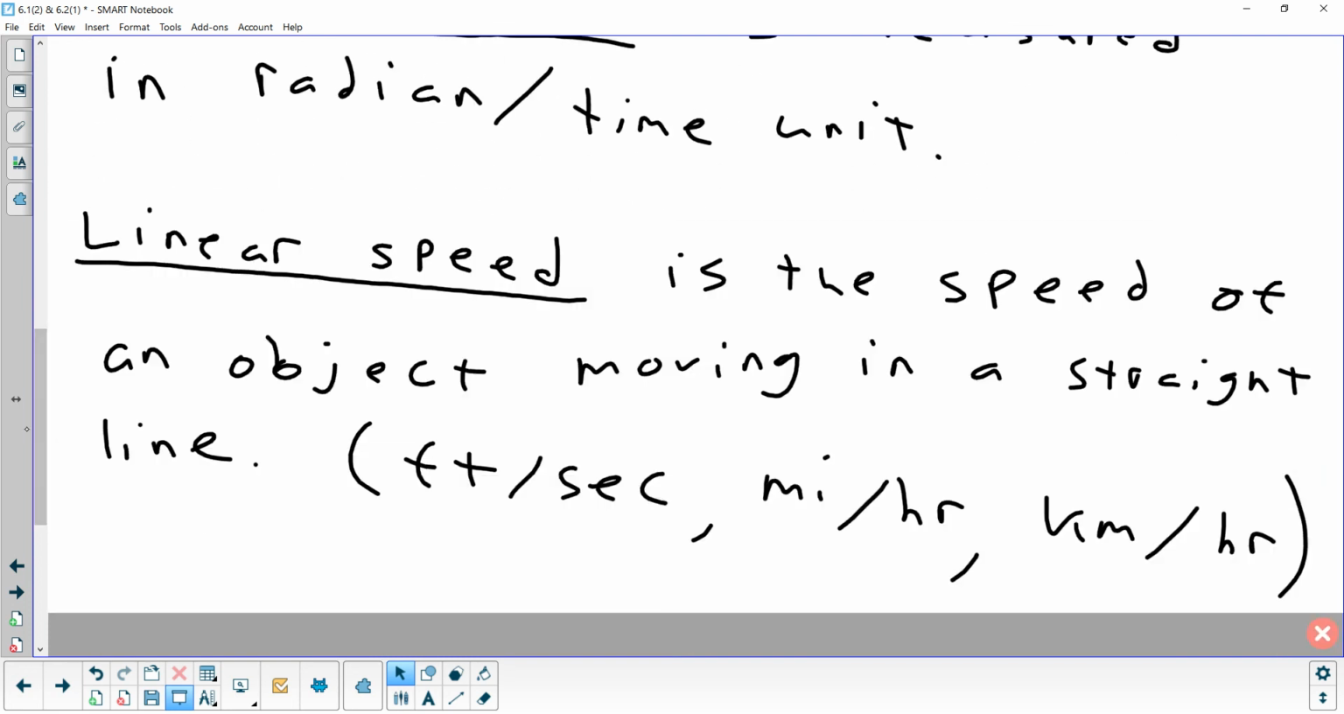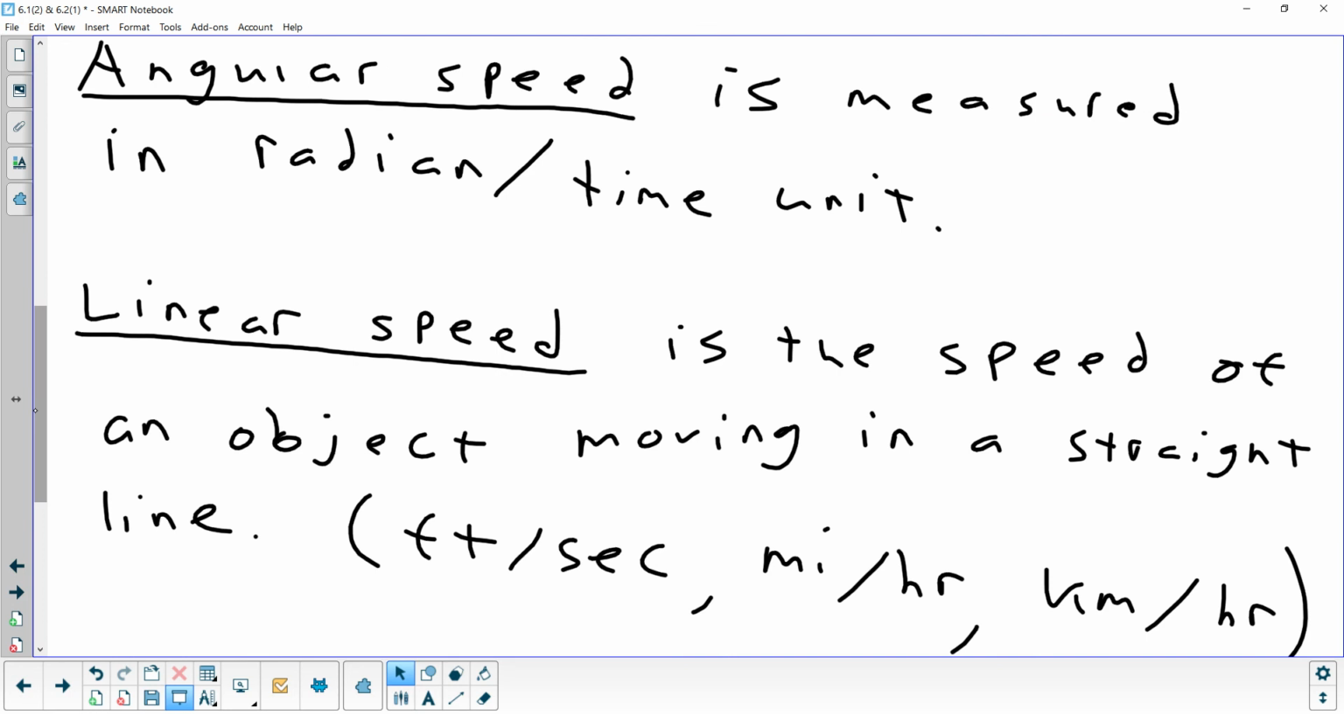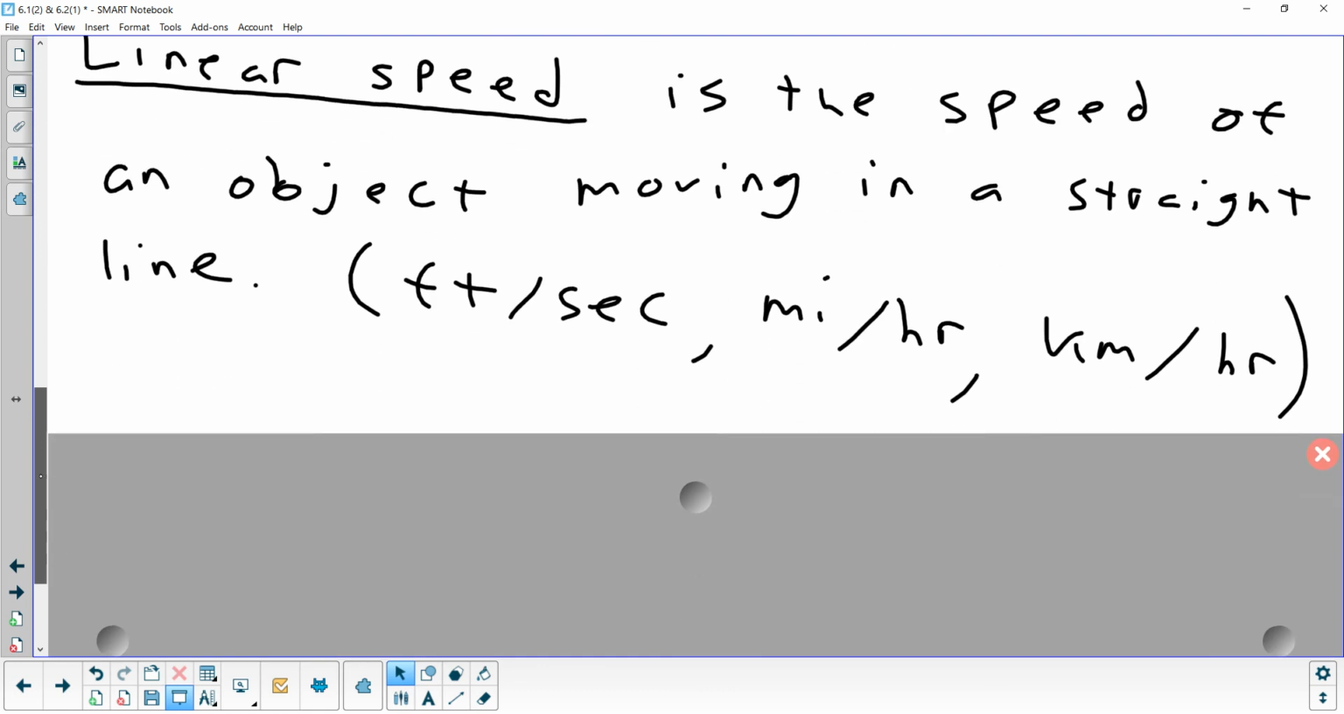So linear speed, that's a little bit different. That measures the speed of an object moving in a straight line. And units we use for that are units that you would use to measure the distance between 2 points. You wouldn't use revolutions or degrees or radians to measure the distance from here to, say, the back wall. You wouldn't say it's 6 revolutions from here to the back wall. That doesn't make sense. But you could say it's 6 feet, or 6 miles, or it's 6 inches. Kilometers. Those are all units you can use for linear speed.